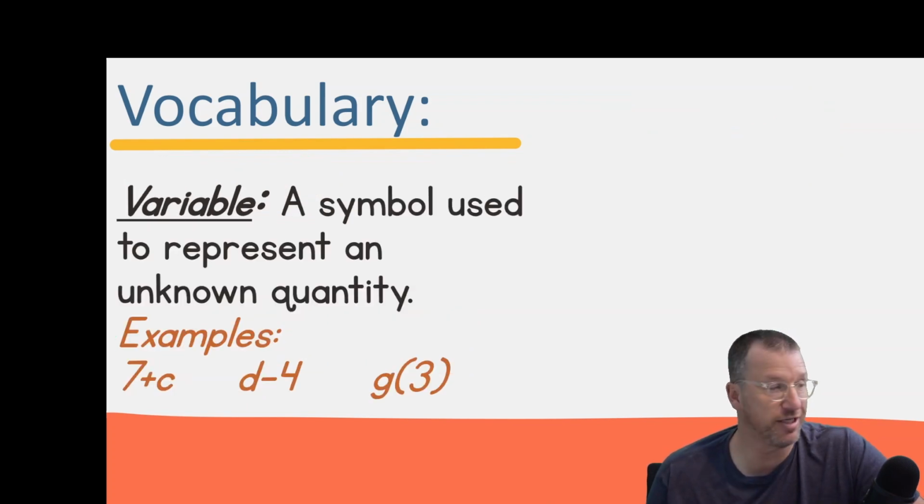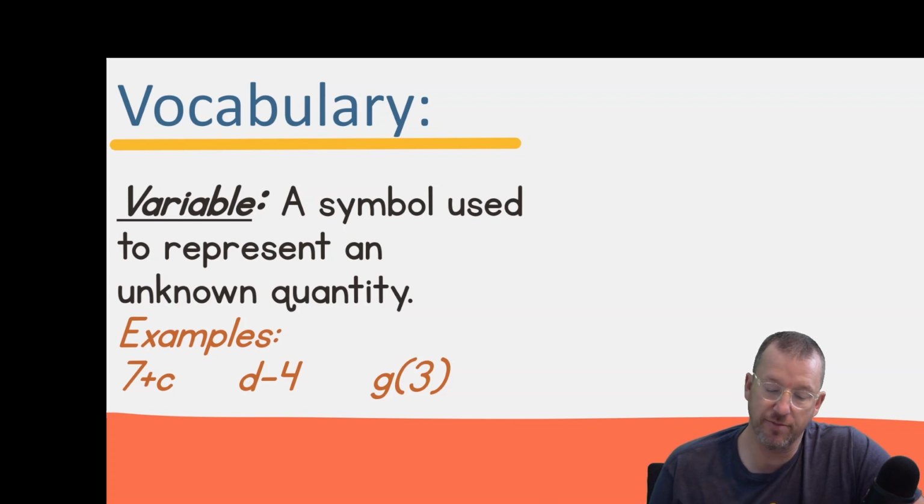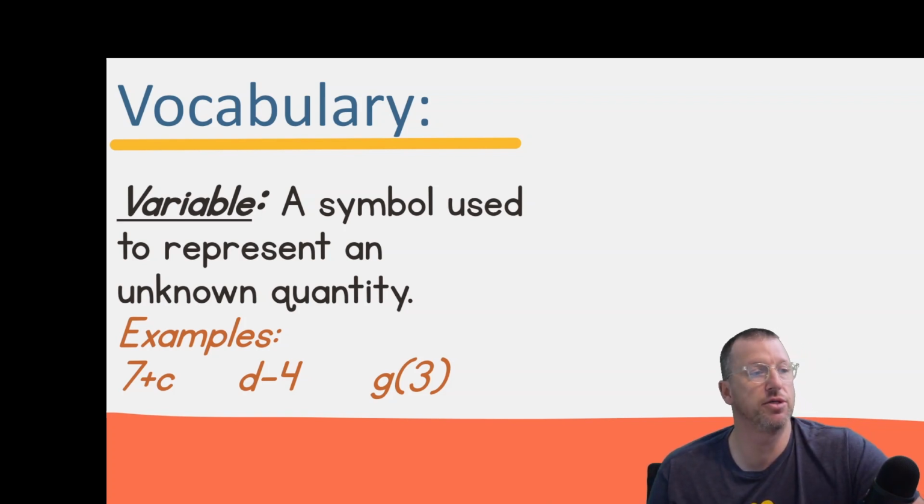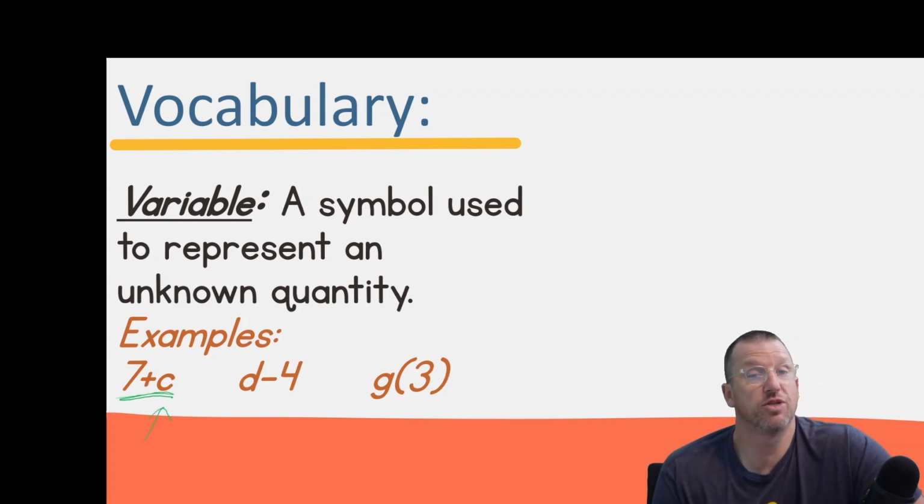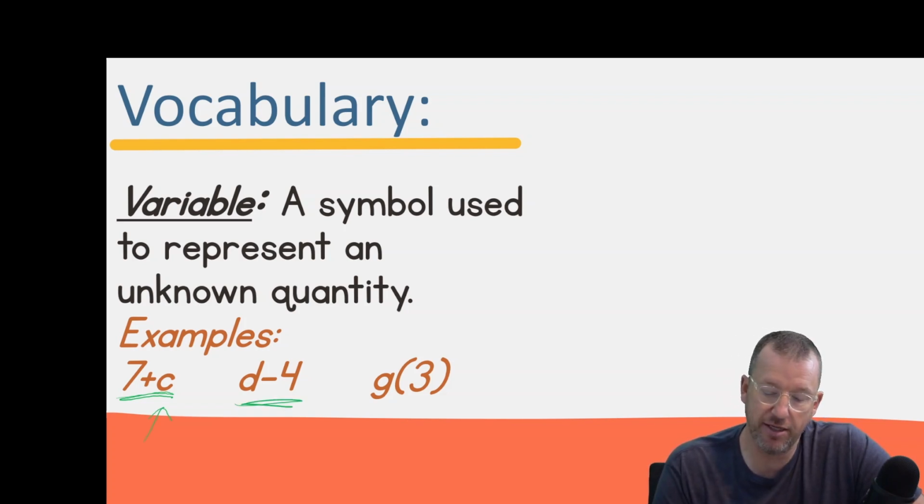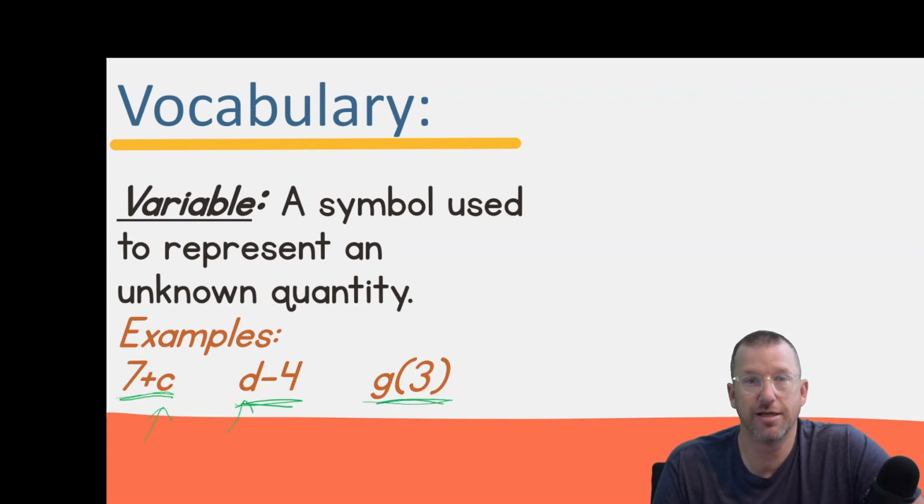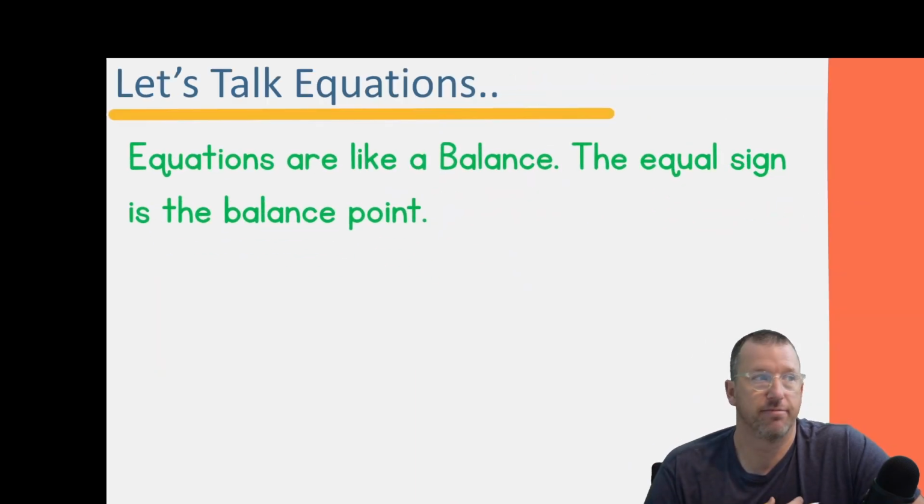Okay, and finally, variable, since I've said that word 32 times. A variable is simply a symbol that's used to represent an unknown quantity. So for this one, 7 plus c, c is the variable, because we don't know what c equals. That's the unknown, and that's what a variable is. D minus 4, what is d? I don't know what it is, so that's the unknown. That's the variable. And then g times 3, what's g? Unknown. Variable. All right, let's talk equations.